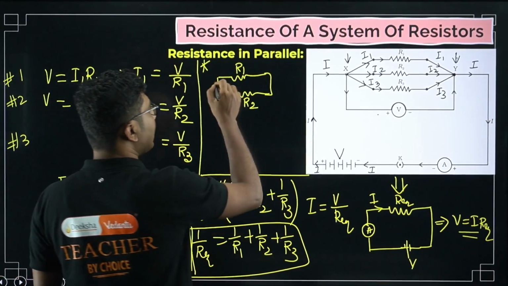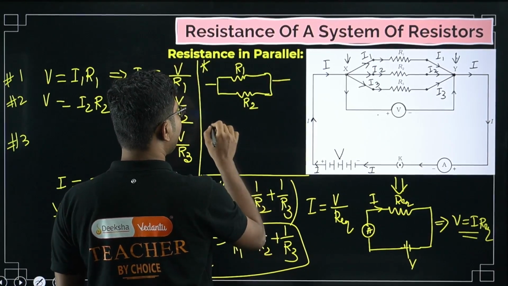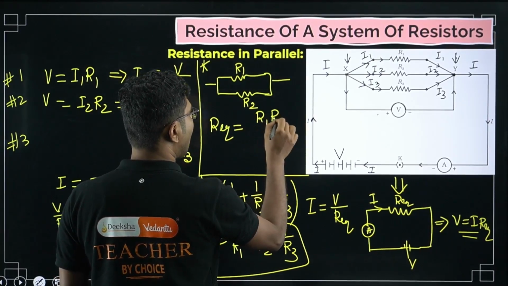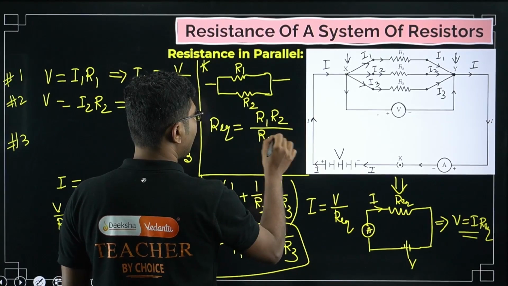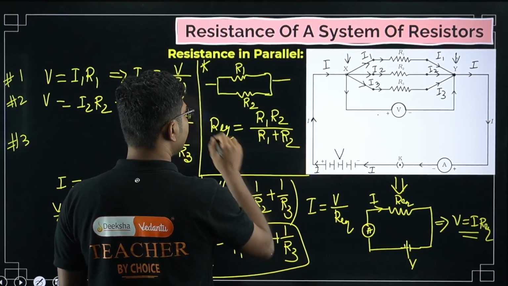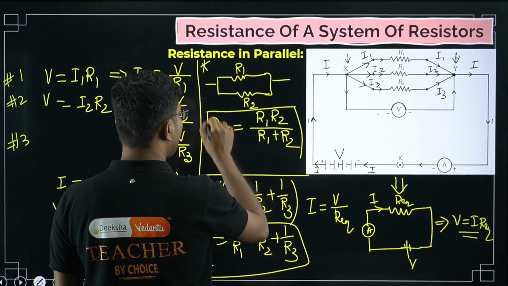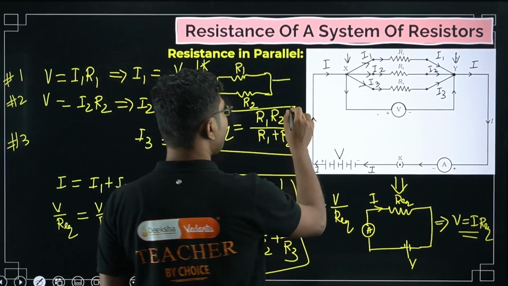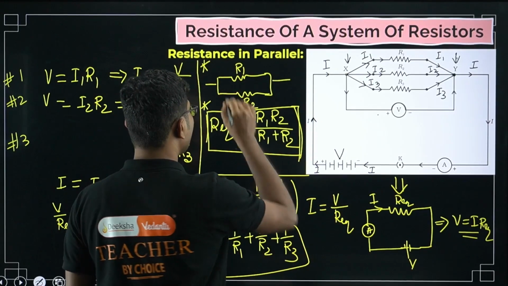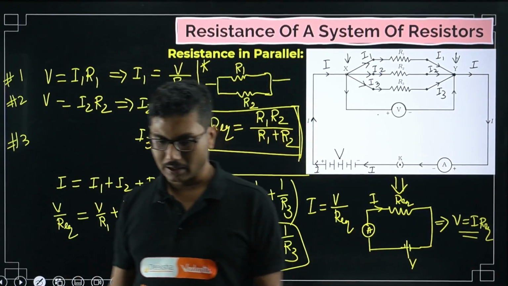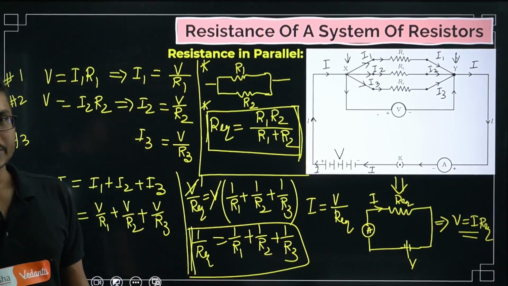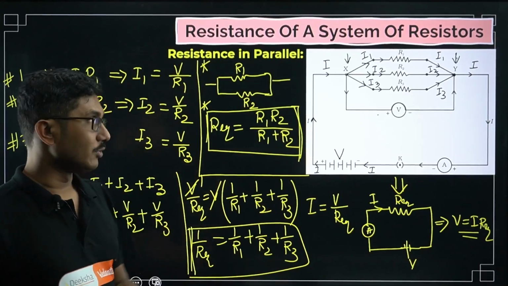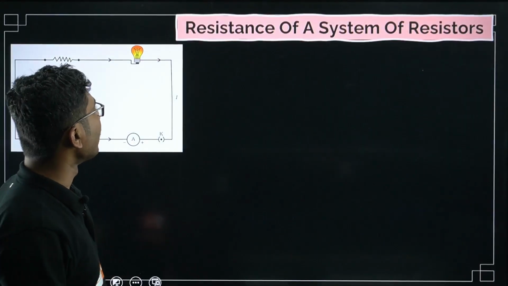But if 2 resistances are connected in parallel, then you can directly find the equivalent resistance by using this formula, R1 R2 by R1 plus R2. This formula is very handy to solve numerical questions in a short time. So you should remember this formula. You can apply this formula for 2 resistances in parallel. You cannot apply this if more than 2 resistances are connected, but for 2 resistances connected in parallel, you can easily apply this formula. Now let's move on to a problem.